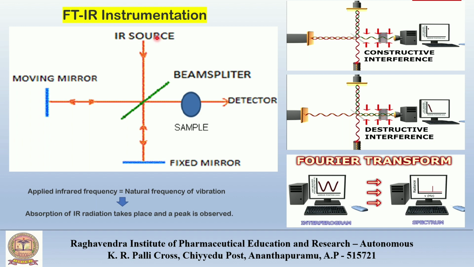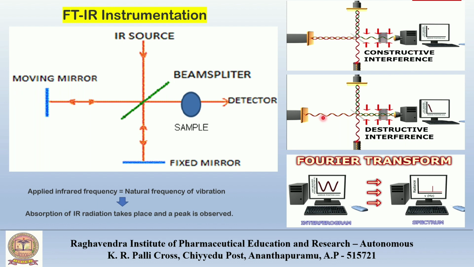IR radiation that is emitted from the light source reaches the moving mirror and fixed mirror through the beam splitter. Beam splitter is a partially transparent mirror. From these mirrors, some of the radiation is reflected and passed through the sample and reaches the detector. When these mirrors are at equal distance from the beam splitter, the beams reach the detector in the same phase. We call this constructive interference. Then the peak is observed at highest intensity.